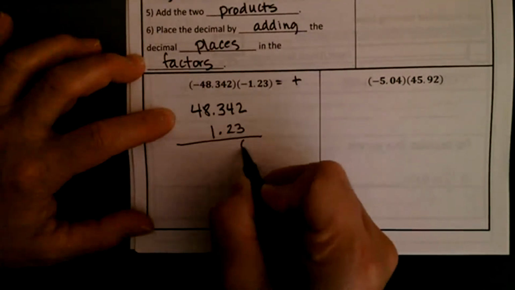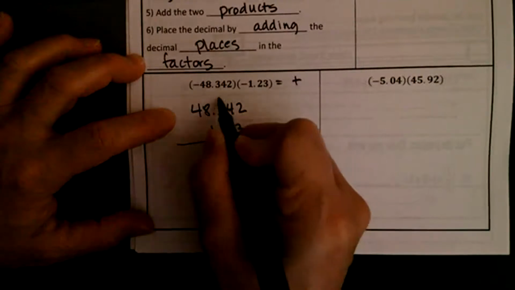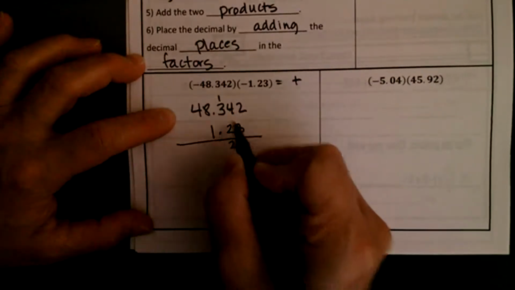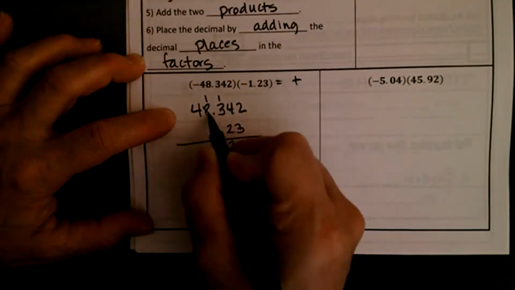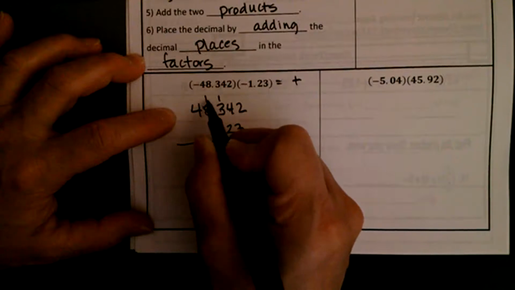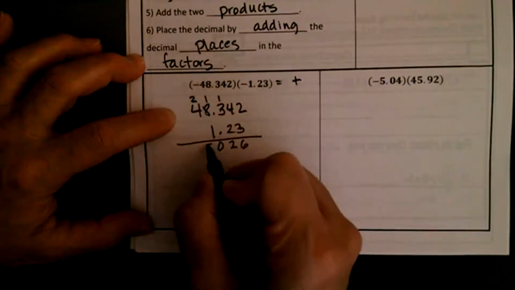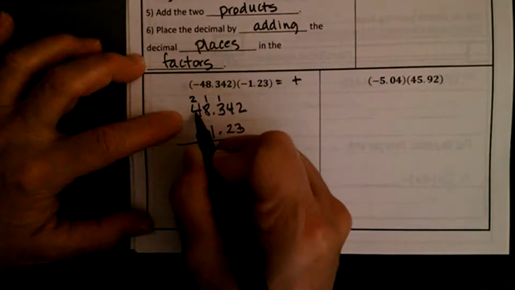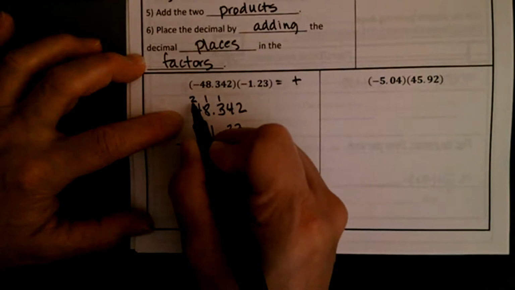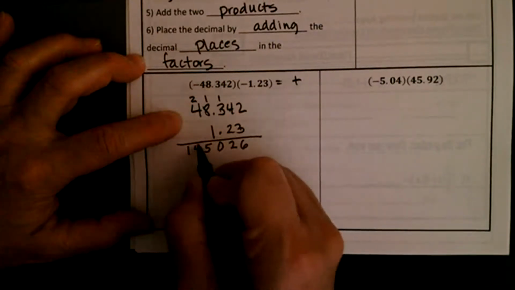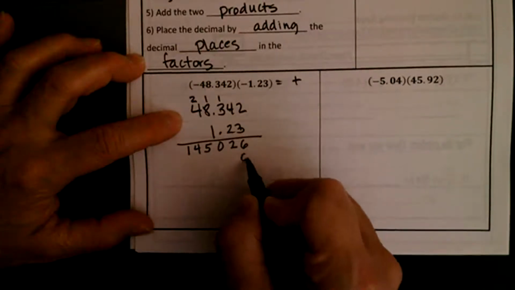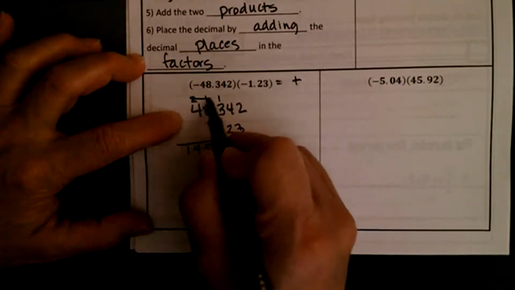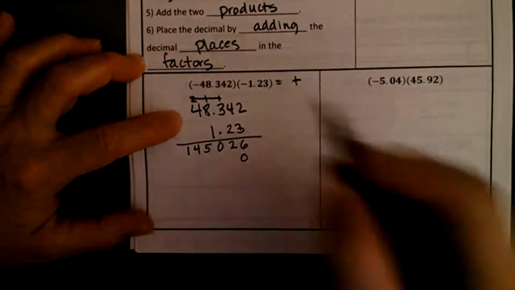3 times 2 is 6. 3 times 4 is 12. 3 times 3 is 9, plus 1 is 10. 3 times 8 is 24, plus 1 is 25. 3 times 4 is 12, plus 2 is 14. Now I'm going to make a placeholder because I'm going to go to this 2, one placeholder. And I like to cross these out, otherwise I get them mixed up.